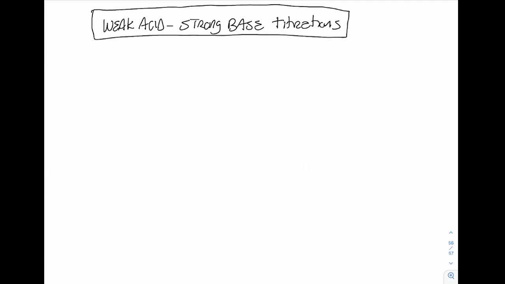Do note that we expect our pH to be basic at the equivalence point, right? If we think back to our weak acid, strong base neutralization reactions, because that's what we're doing here. At the equivalence point, when I have equal amounts of weak acid and strong base, forming water and a salt, I would expect a basic pH. So I do want my pH to be greater than 7 at the equivalence point.